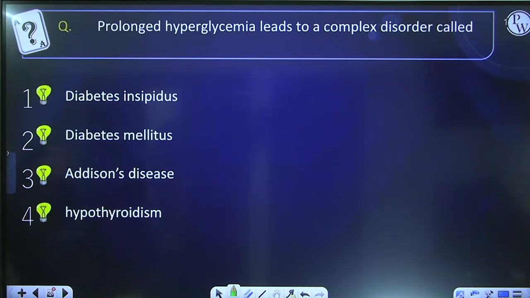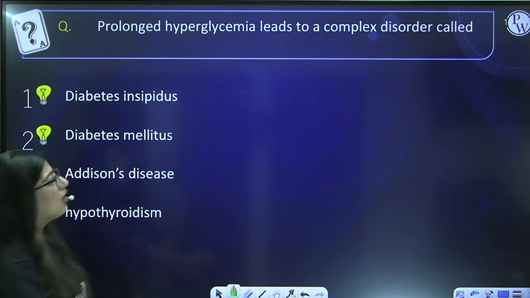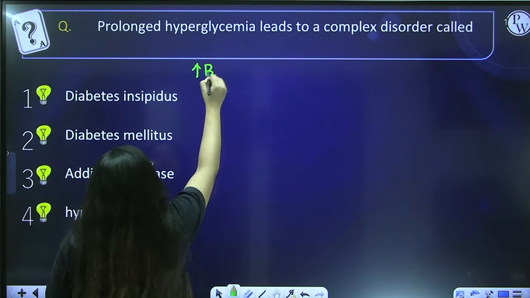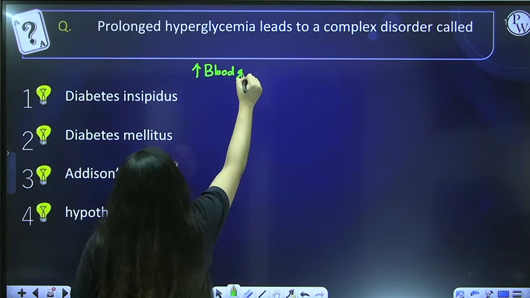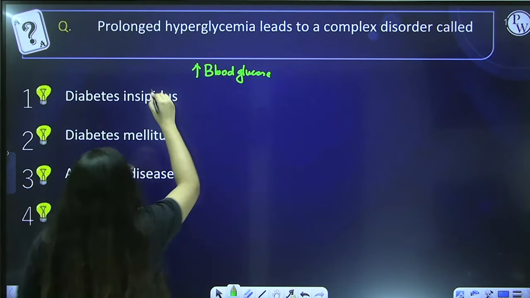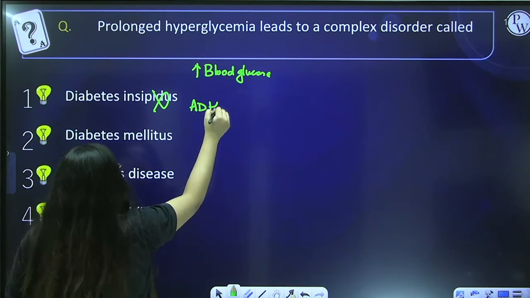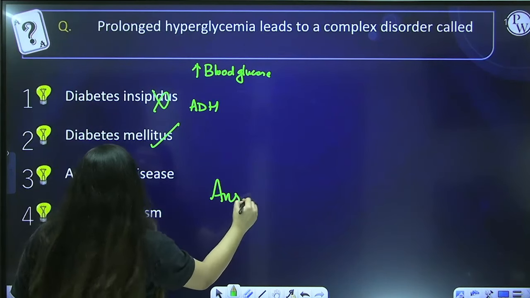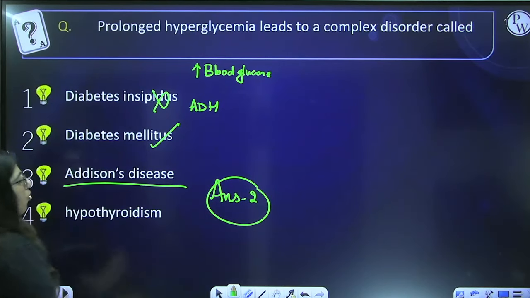Let's talk about this question. Prolonged hyperglycemia. What is hyperglycemia? Increase in blood sugar or blood glucose. Lead to complex disorder, not insipidus. This is due to ADH. Yes, diabetes mellitus. Addison is due to corticoids.